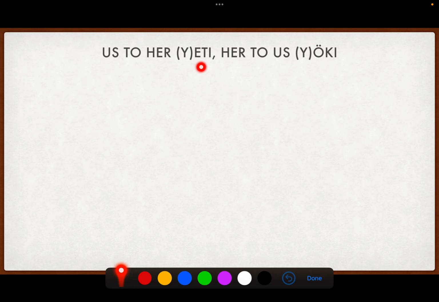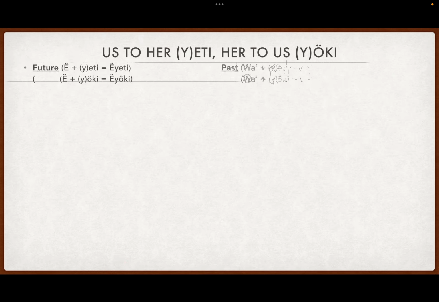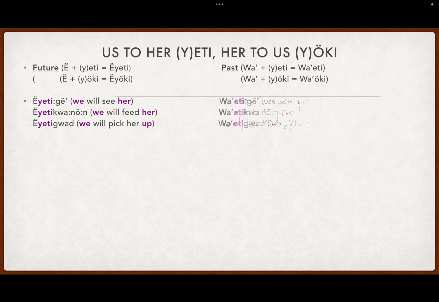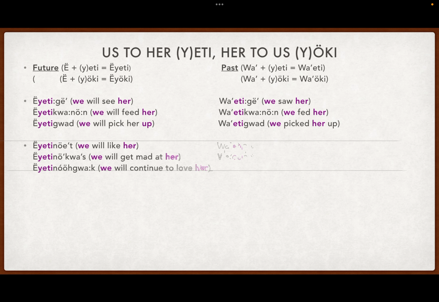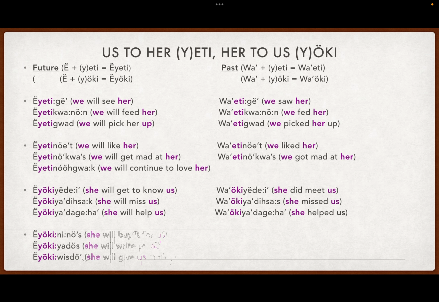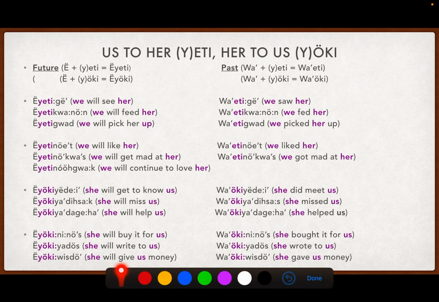Us to her: iti, yeti. Her to us: yonki, onki. So same thing, it's half and half. So a yeti, a yonki. Wa eti, wa onki. So let's bring these up. Half and half again. Top half is eti, bottom half is yonki. I'll try not to go on autopilot. A yeti again. Wa eti again.